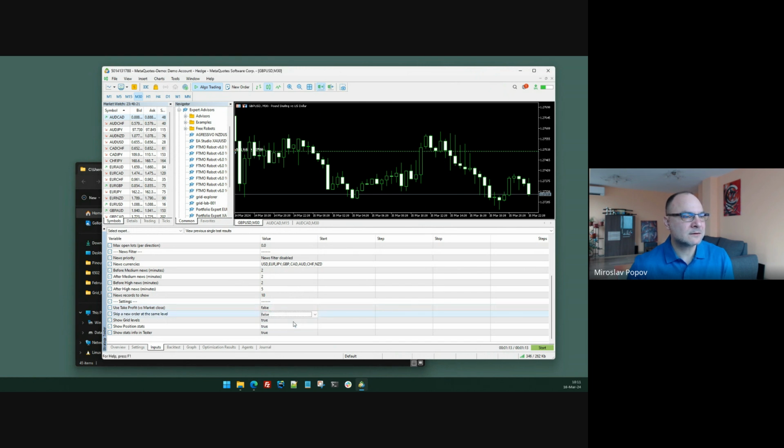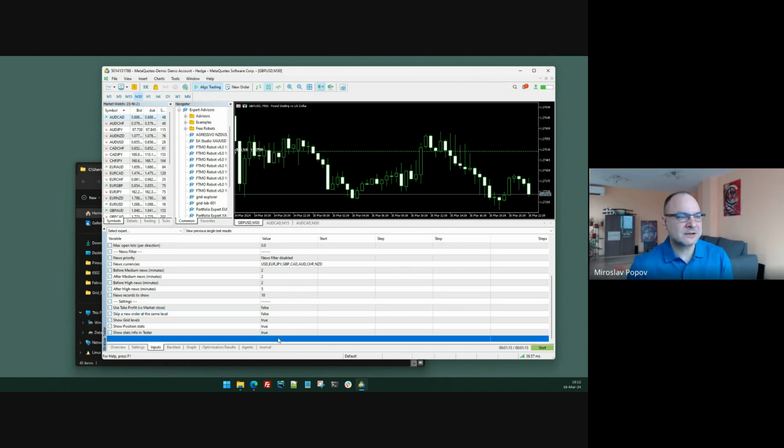What is this data? Show grid, show position stats, and show stats in the tester. Normally, show stats in the tester is off, but I will have it on in order to see what is going on with the robot in the tester. Usually, when you simply backtest, this must be off because it makes the tester faster. I added this option at the last moment.